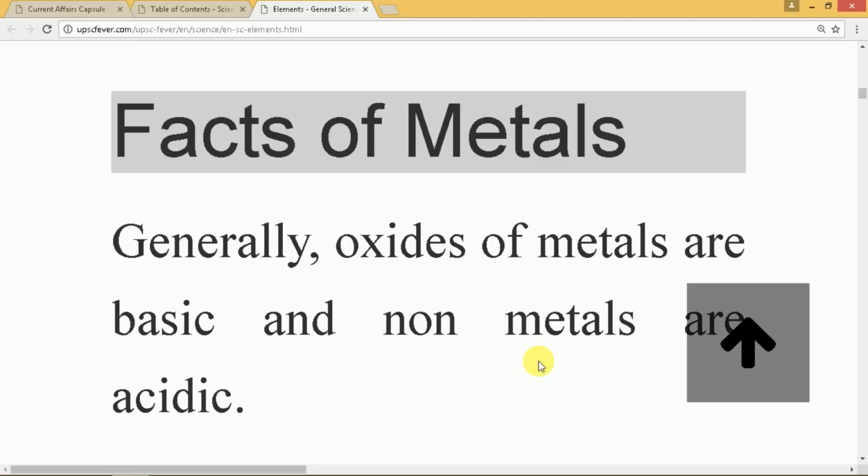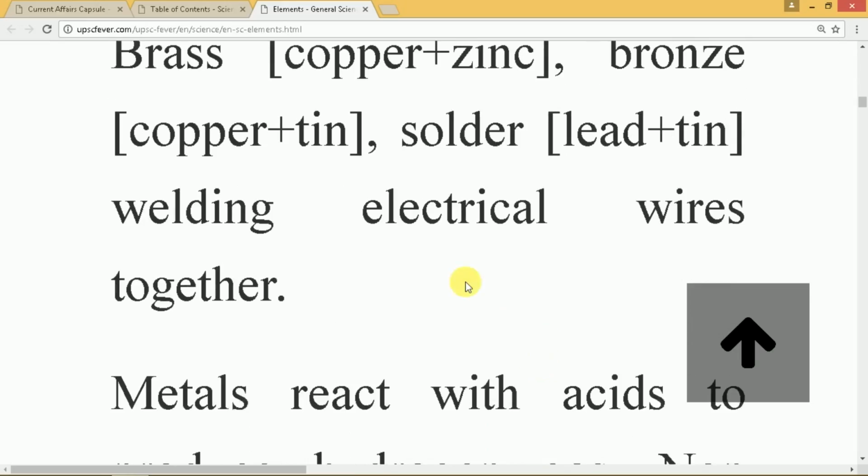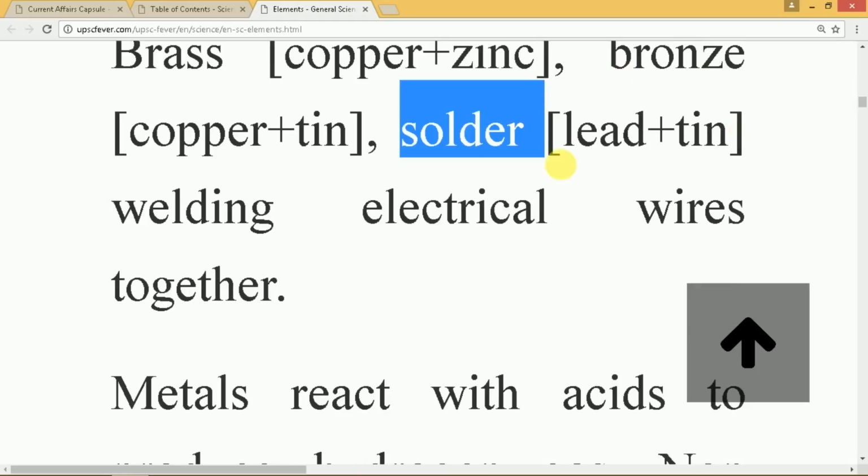Metals react with acid to produce hydrogen gas. However, non-metals do not react with acids. Some known elements and their chemical compounds are brass, which is a compound of copper and zinc. Next, bronze, which is used in utensils, is a compound of copper and tin. And solder, which is used in the soldering iron, you can see here, is a compound of lead and tin, and it is used for welding electrical wires together.